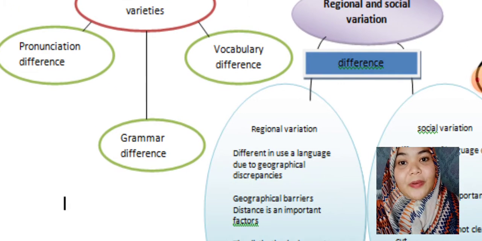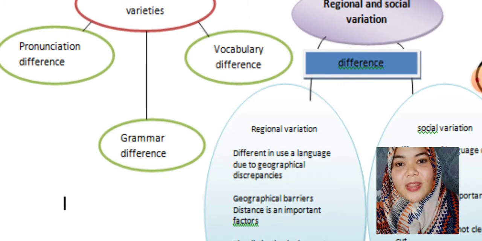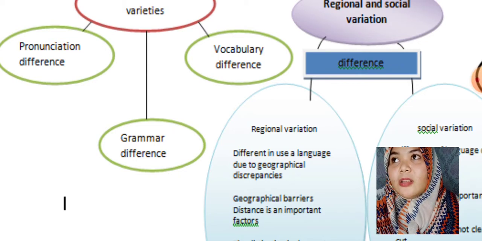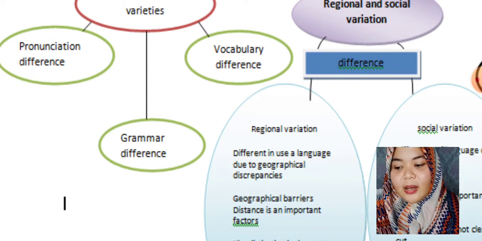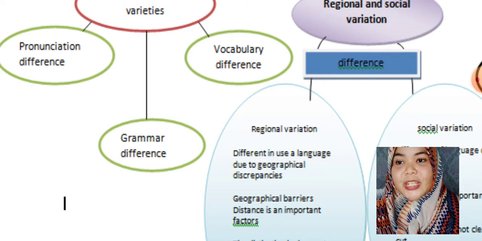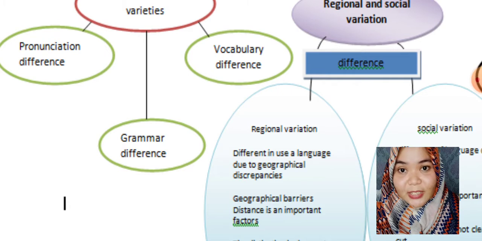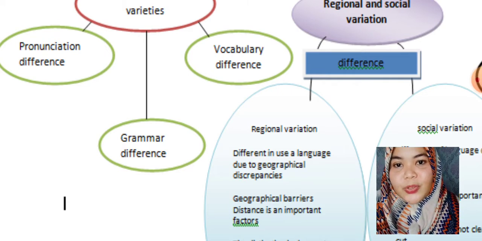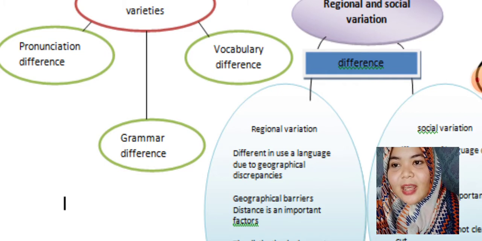The next one is grammar difference. The grammar difference appears a lot between American and British English. For example, American people will say, "Did you eat your food?" while the British people will say, "Have you eaten your food?" So these are two different variations of language. I mean, two different grammars. The different grammar causes a different language.